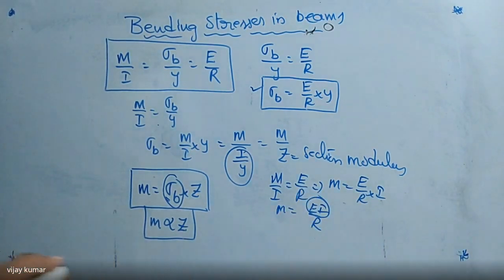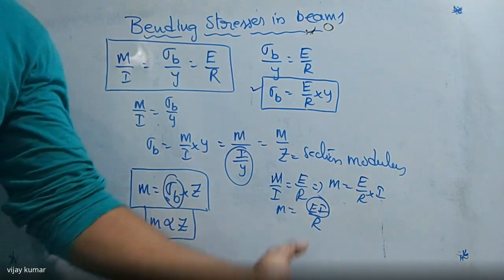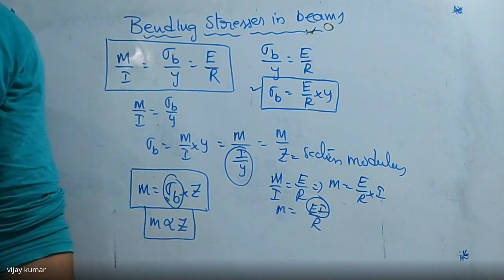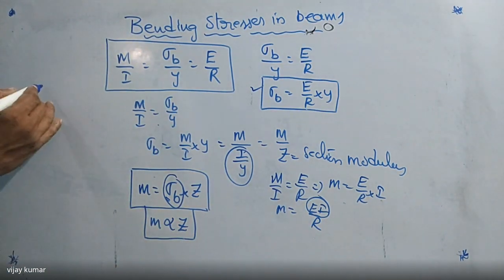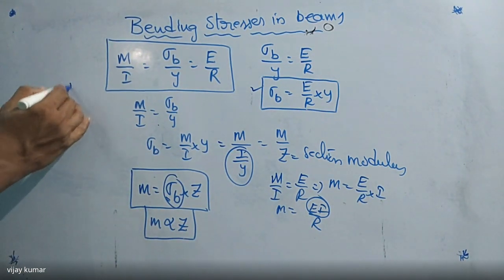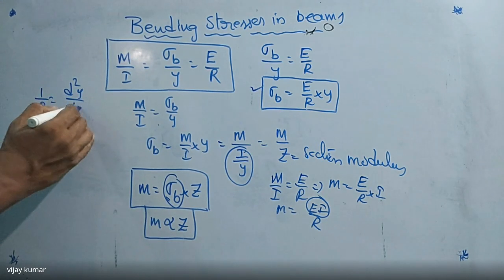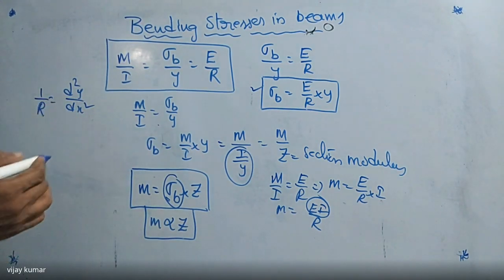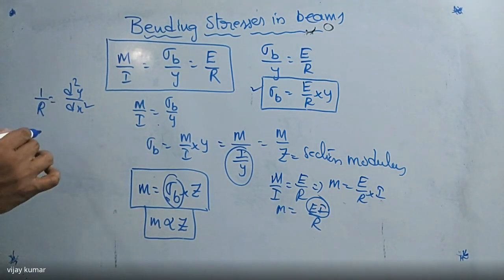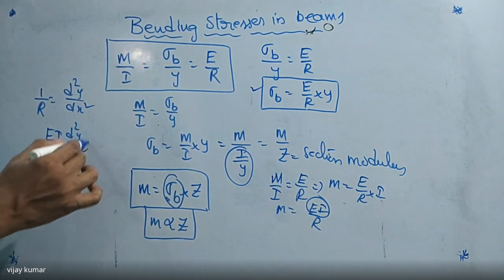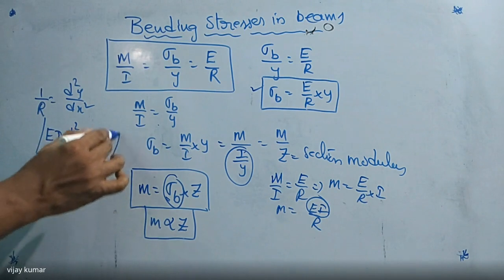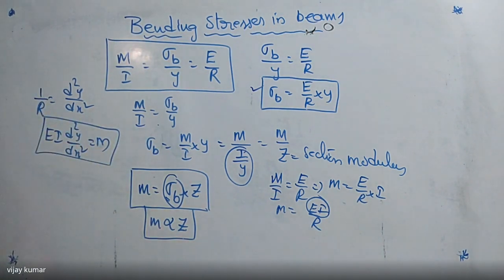E into I is nothing but flexural rigidity. M is equal to E into I divided by R. But here I am writing 1 by R is equal to d square y by dx square. I will show you in deflection of beams how to get that formula. Then I am writing here E into I into d square y by dx square is equal to M.